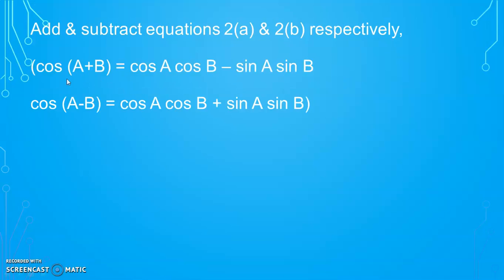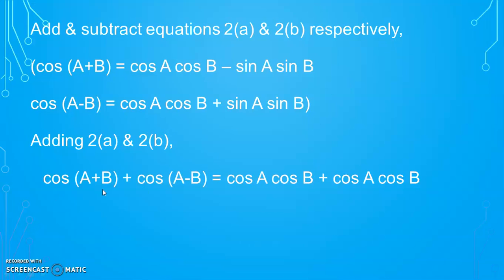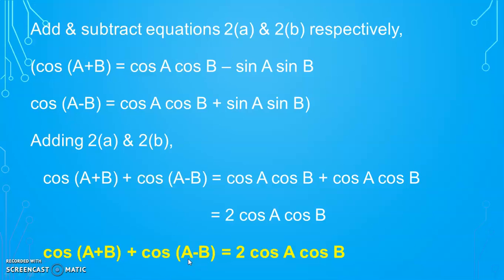In the same manner, you can add and subtract equations 2a and 2b too. 2a and 2b are cos(A+B) and cos(A−B). If we add these two equations, we get cos(A+B) plus cos(A−B) equal to cos A cos B plus cos A cos B. The sin A sin B terms get cancelled here, and the resultant will be 2 cos A cos B. So cos A cos B is equal to 1 divided by 2 times cos(A+B) plus cos(A−B).